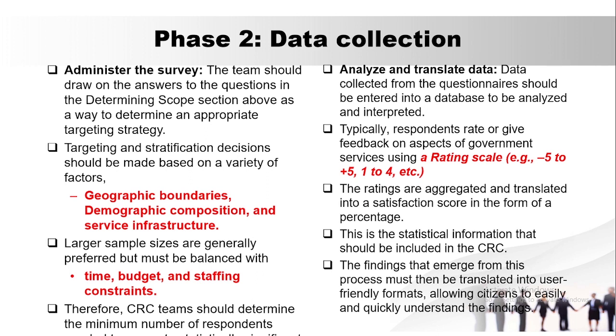Then you analyze and translate your data collection into questionnaires. These are entered, as you know, as an M&E, into a database and analyzed. Typically, respondents rate or give feedback on aspects of government services using a rating scale. So normally they use rating scales in these survey questionnaires, rating the service. The ratings are aggregated and translated into a satisfaction score in the form of a percentage. So this is the statistical information that should be included in the CRC.